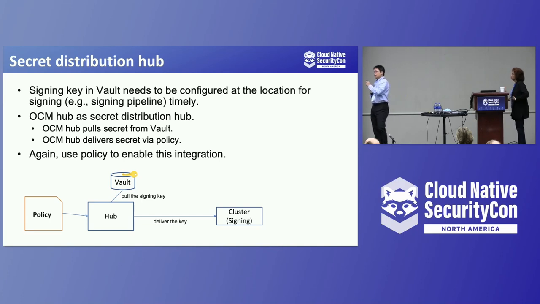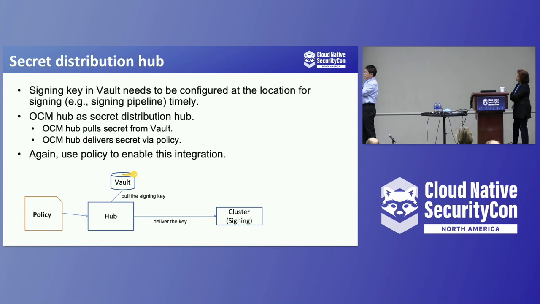Okay, so I talked about how signature enforcement and signature verification can be enabled by using the policy mechanism. Another question is if one cluster is used for signing something, for example the policy signing. In that case, the signature must be delivered to that cluster.